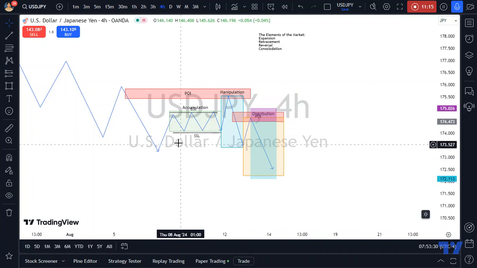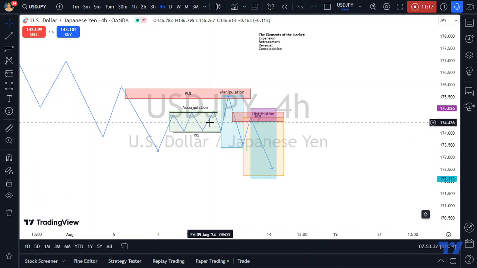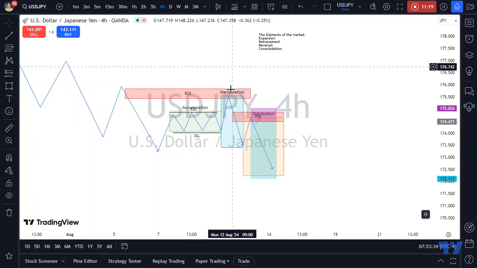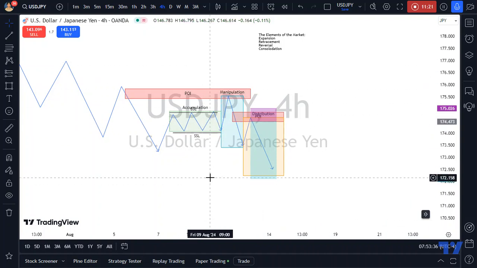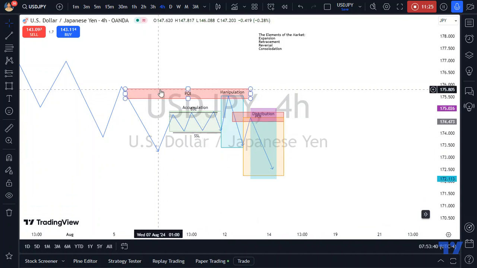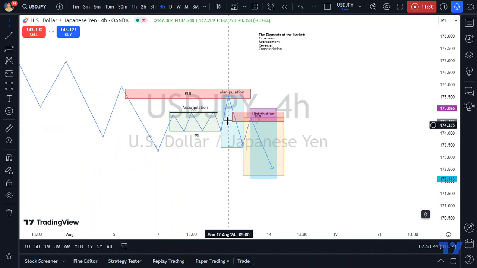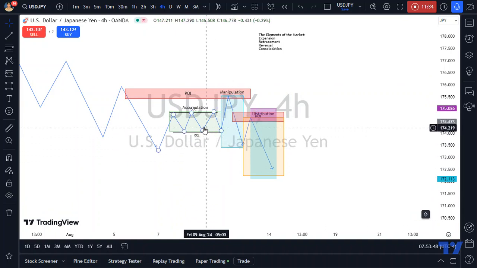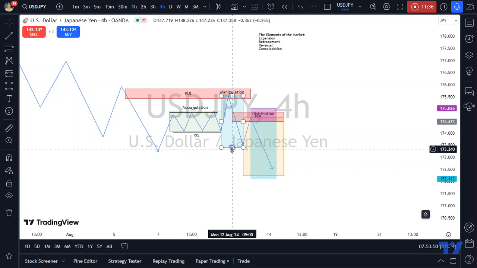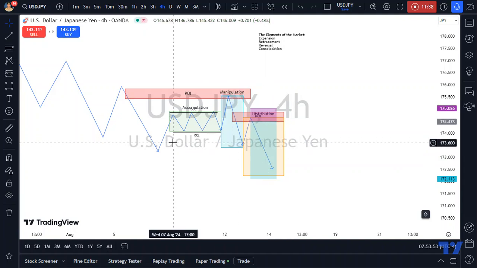So on the 15 minute, we normally have accumulation in the Asian session, then manipulation in the London session, and New York is normally distribution. But if you get to the chart and you see that the Asian session has manipulated, you shouldn't expect the London session to accumulate. You should expect the London session to distribute.